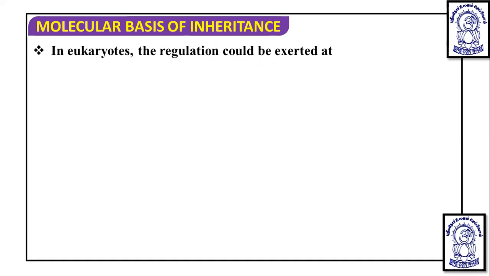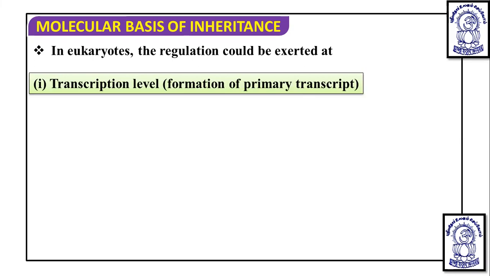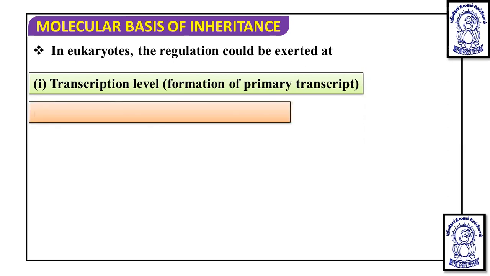In eukaryotes, regulation can be exerted at several levels, which decide whether a protein will form or not. It can occur at the transcription level, meaning formation of the primary transcript. There the regulation can occur: either the primary transcript forms or not. In the same way, regulation can occur at the processing level, or regulation of splicing, which is a part of post-transcriptional modification in eukaryotes. If it does not occur, then further protein synthesis cannot occur.